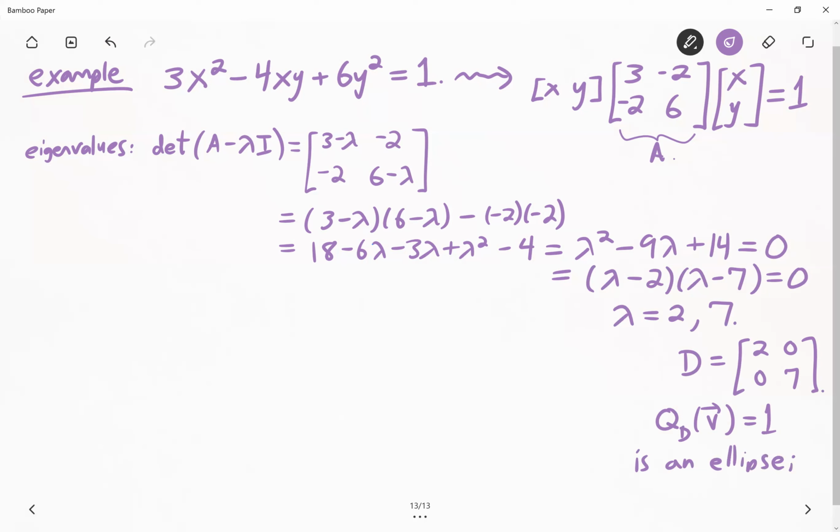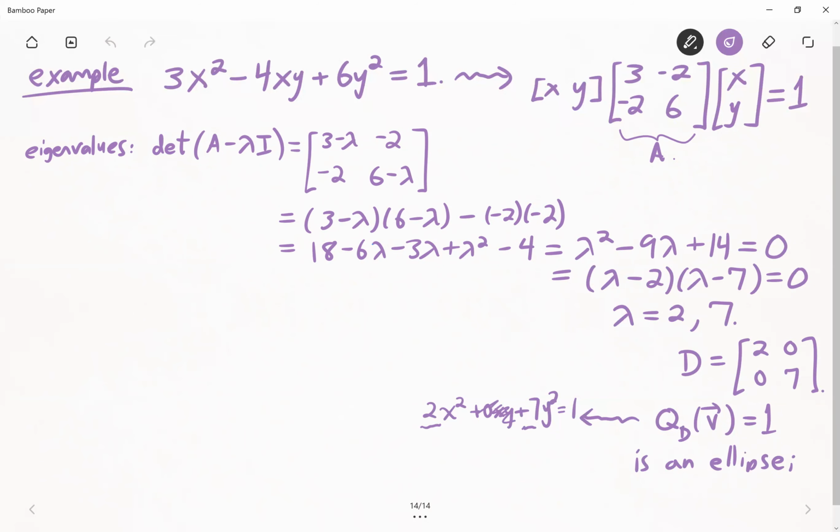Right, because this quadratic form corresponds to the equation 2x squared plus 0xy plus 7y squared equals 1. Right, since the coefficients of x squared and y squared are both positive, and there's no xy term, we know we're going to get an ellipse there. But we want to use matrix algebra to figure out how much that ellipse has been rotated by. And so to do that, we need to continue and find the eigenvectors of this matrix.